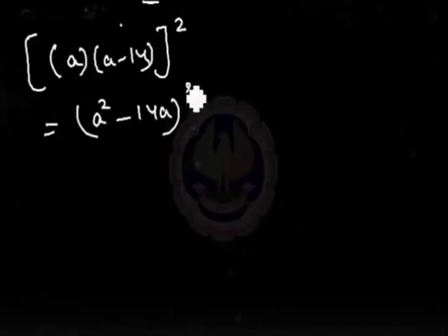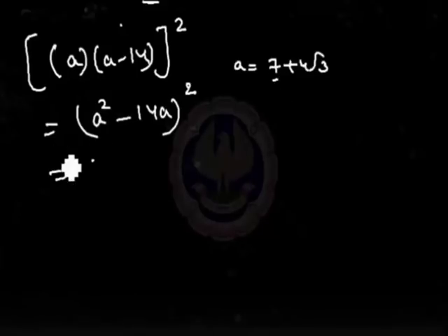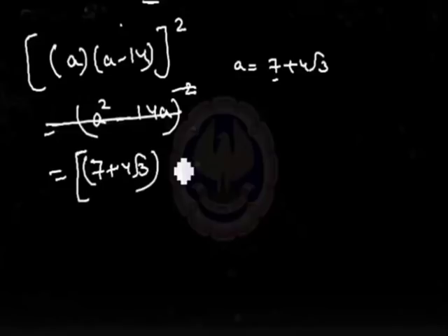Now we are required to find out the value of A into (A minus 14) whole square. So this can be written as (A square minus 14A) whole square. Now in place of A, what do we know? The value is 7 plus 4 root 3. So A's value is 7 plus 4 root 3. Anyways, I think we can miss out on a step. Let's just put the value of A, which is 7 plus 4 root 3.